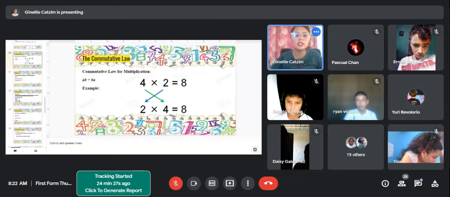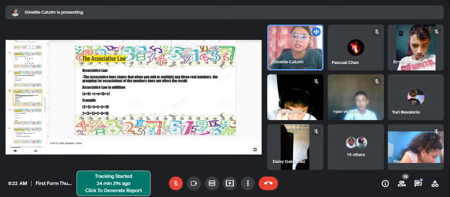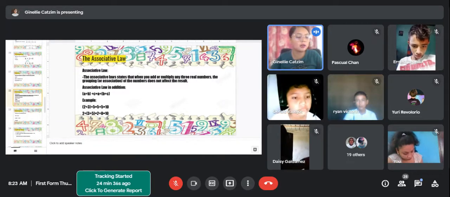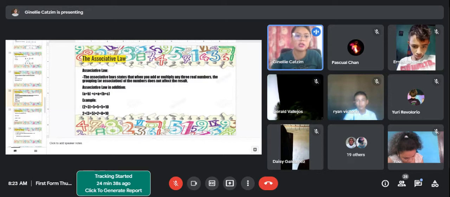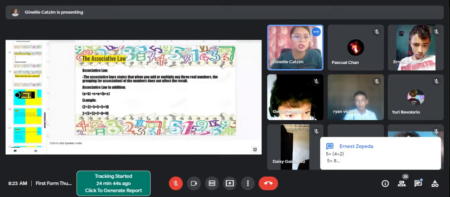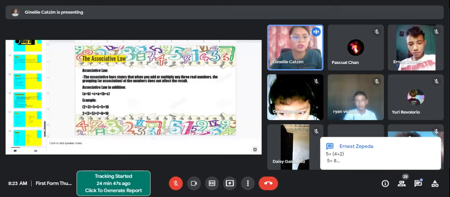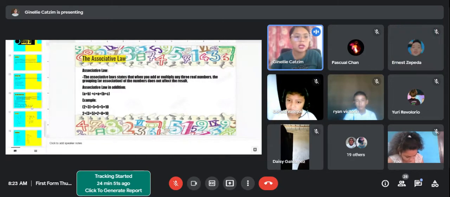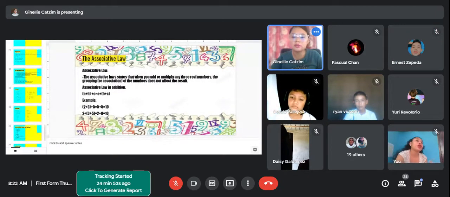Okay, very good. The associative law says that when you add or multiply any three real numbers, the grouping or association of the numbers does not affect the result. So that goes for both addition and multiplication. And we covered the last thing yesterday, which was the distributive law. Now, what does that law state?